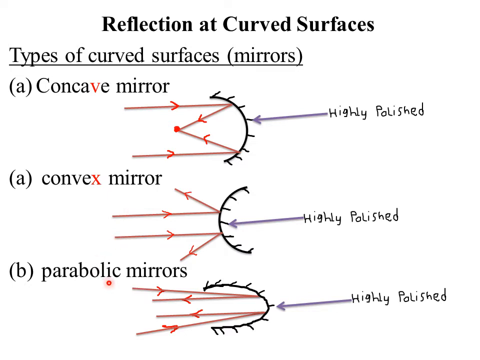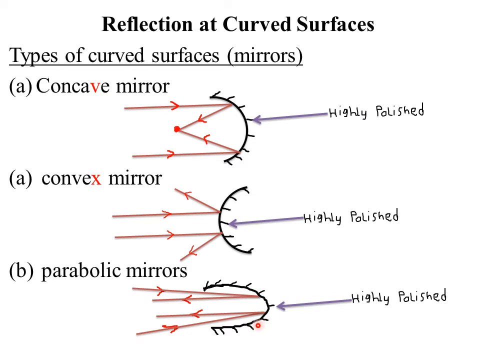Then we have other types of mirrors which we call parabolic mirrors. Now, what are parabolic mirrors? A parabolic mirror is one whose reflecting surface curves inwards. In this case, the reflecting surface is curving inwards, while the outside surface is highly polished. It is a section of a hollow paraboloid.